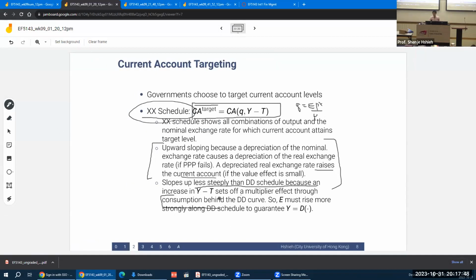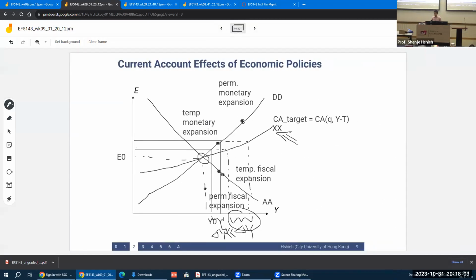Does that make sense? So all the change in Q goes towards changing the current account and leads to output, right? That's why it's flatter. Whereas under the DD curve, when you have changing Q, changing output, some of that extra income is going to go towards consumption. And that's why your output is not going to be used towards creating goods and services to be exported, right? It's going to be used for consumption. And so the DD schedule has a stronger slope, more positive slope. All right, so that's the shape.